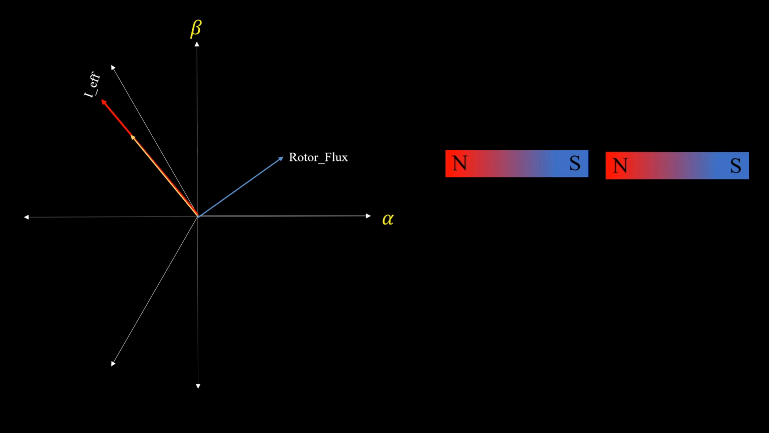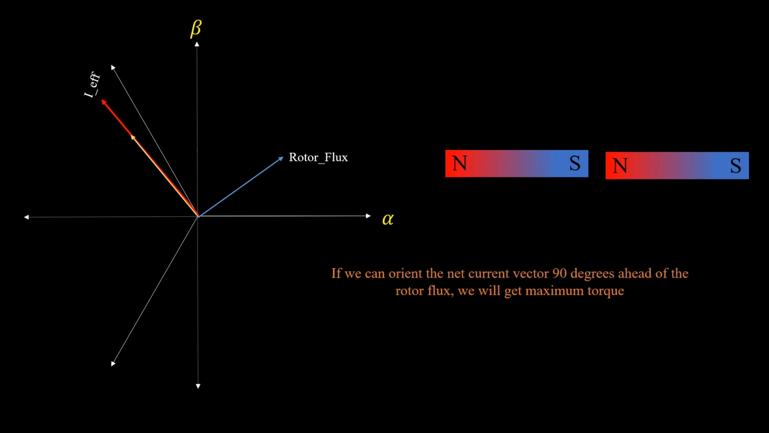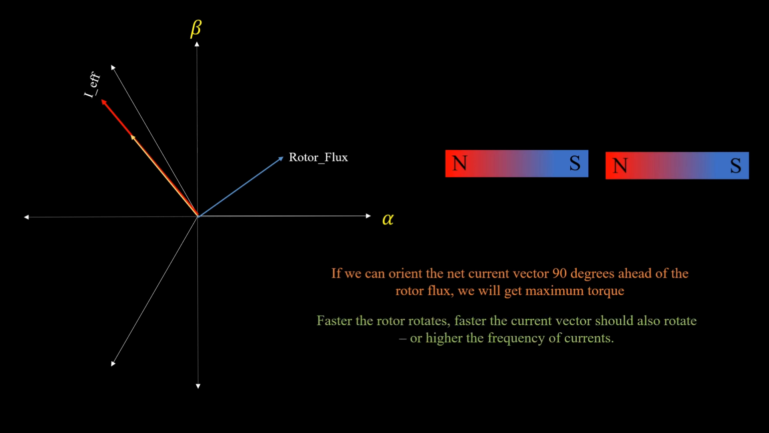Or in other words, I have to produce a sinusoidal current vector which is 90 degrees ahead of rotor flux. The faster the rotor rotates, the faster the current vector should also rotate, or the frequency of currents should also increase. These AC quantities are difficult to control compared to DC ones.